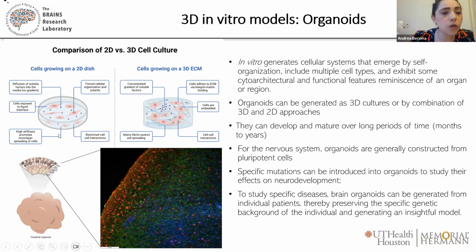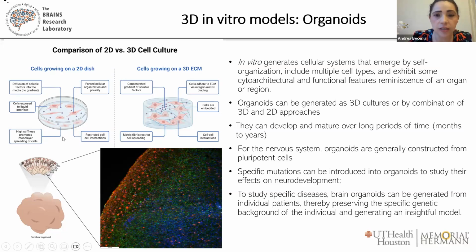If we compare the 2D versus 3D cell culture models, in 2D we have a diffusion of soluble factors into the media. There are no gradients. The cells are exposed to a liquid interface and are forced into a cellular organization and polarity which is different in vivo. There is restricted cell-cell interaction, and the high stiffness promotes monolayer spreading of cells.